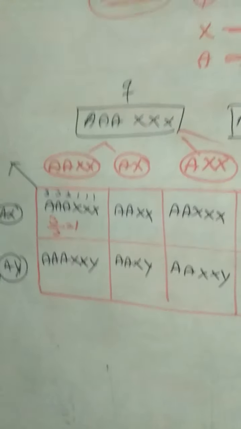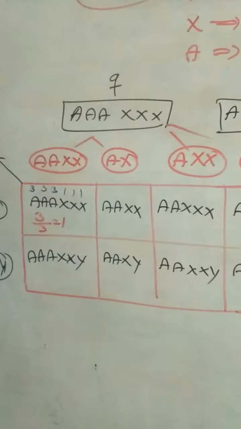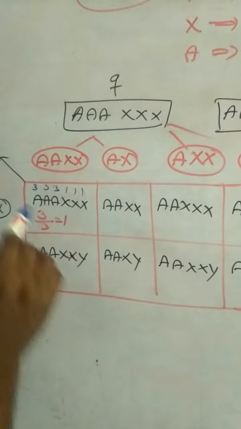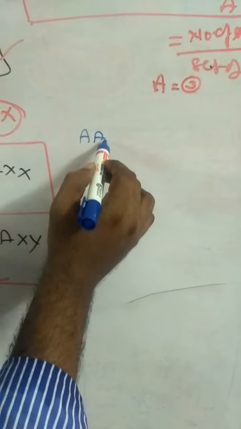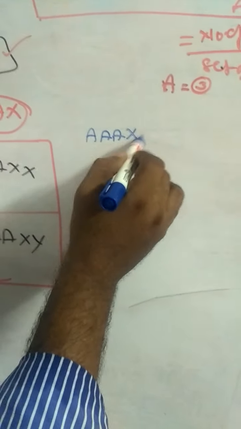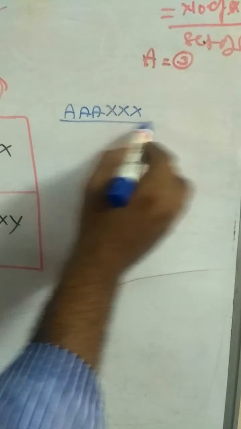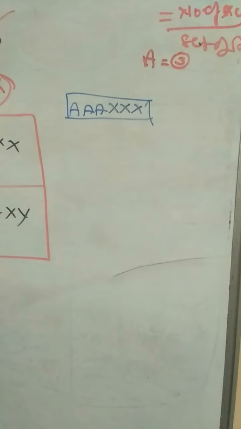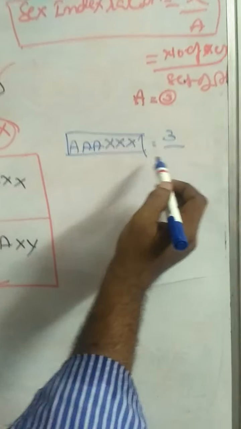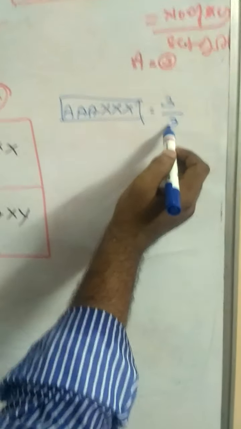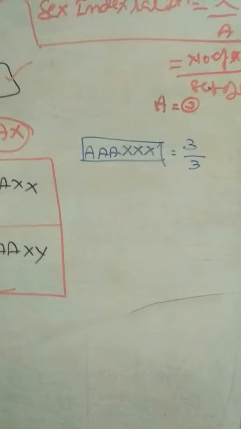That is the total number of chromosomes. For example, this combination is triple A, X, triple X. This is the combination. What is the sex index ratio in this combination? Number of X chromosomes 3 by number of sets of chromosomes also 3. Value is equal to 1.